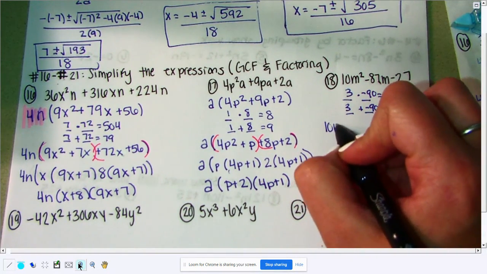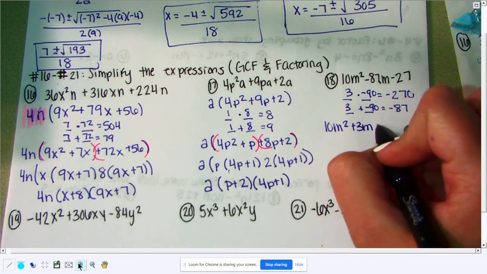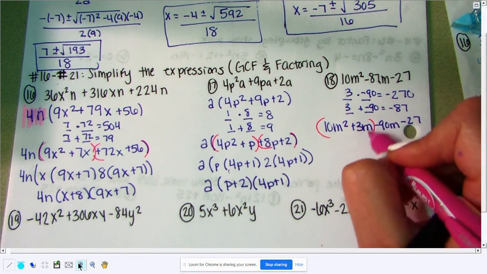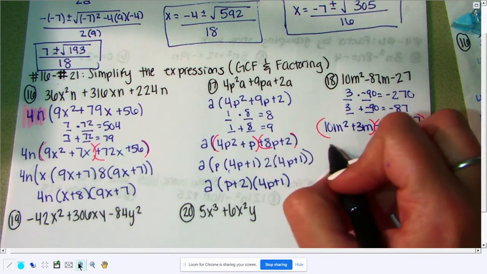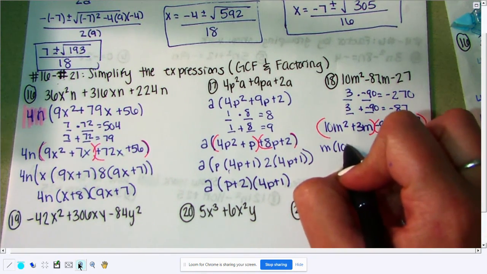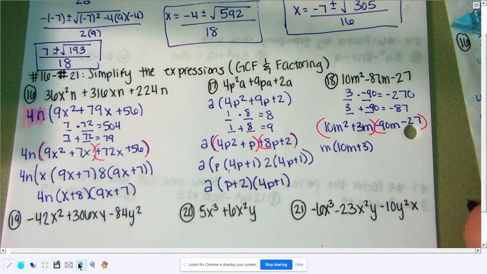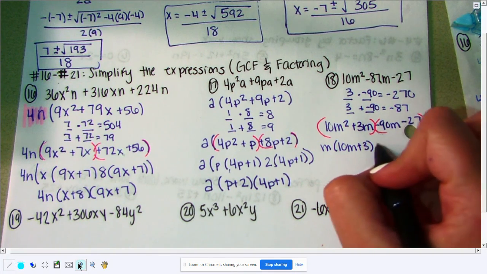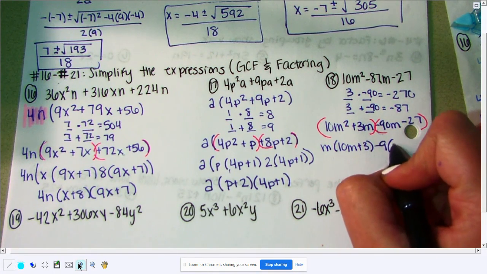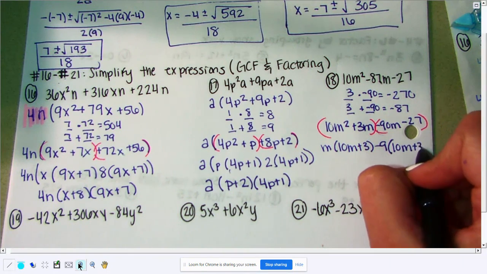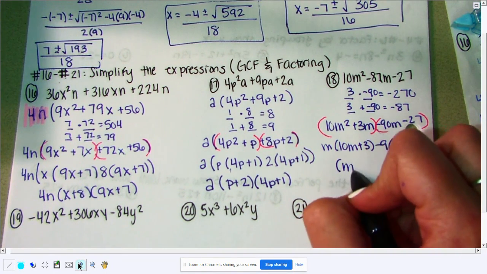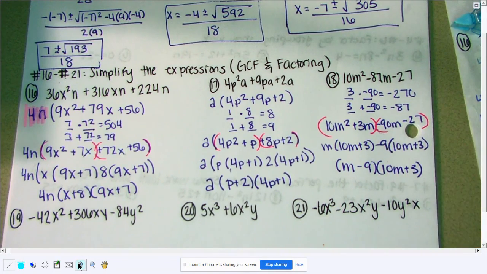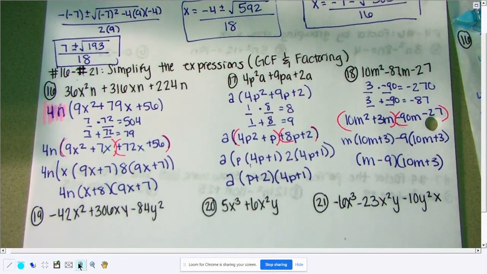I have 10m squared plus 3m minus 90m minus 27. Grouping the first 2 and the last 2. I'll pull an m out, so I'm left with 10m plus 3. The only way to get a 10m is to get rid of this negative 90, so I will pull a negative 9 out, leaving me with 10m plus 3. And finishing up by grouping, m minus 9 times 10m plus 3. You don't have to solve, there's no equals.